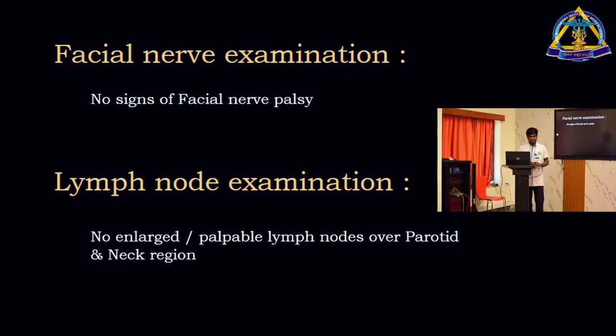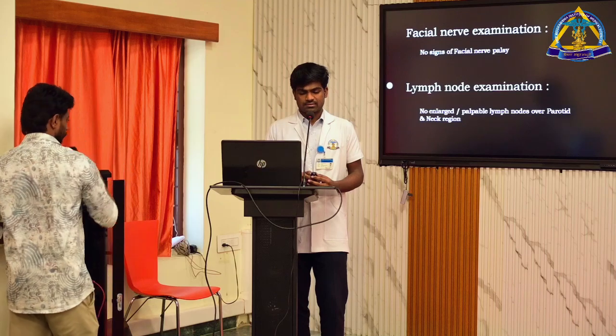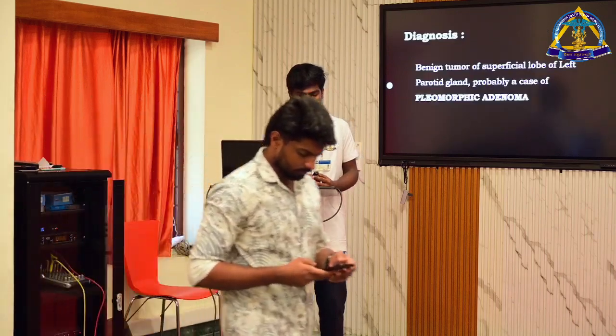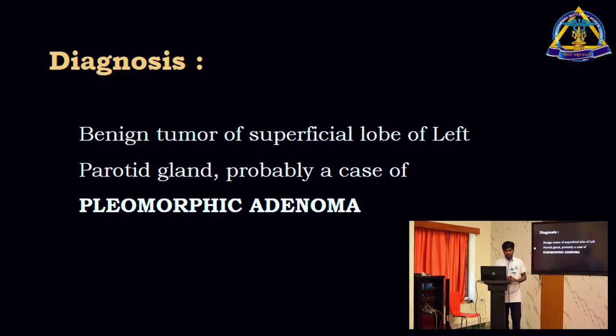Facial nerve examination: there are no signs of facial nerve palsy. Lymph node examination: no enlarged or palpable lymph nodes over parotid and neck regions. Diagnosis: a benign tumor of the superficial lobe of the left parotid gland, probably a case of pleomorphic adenoma.